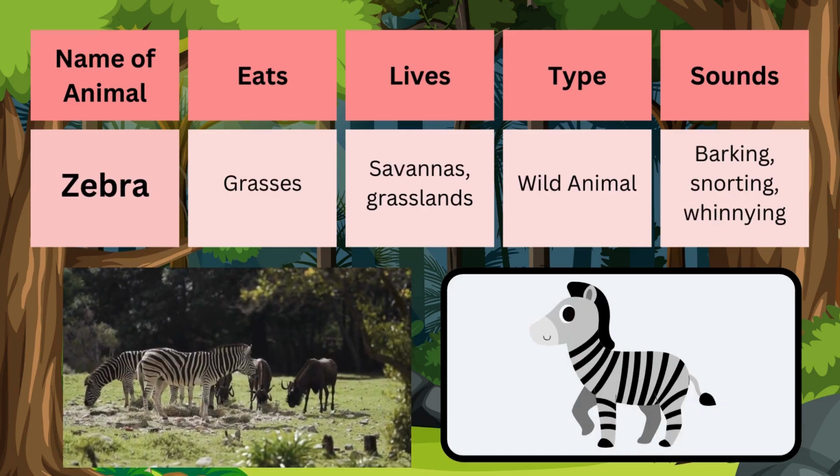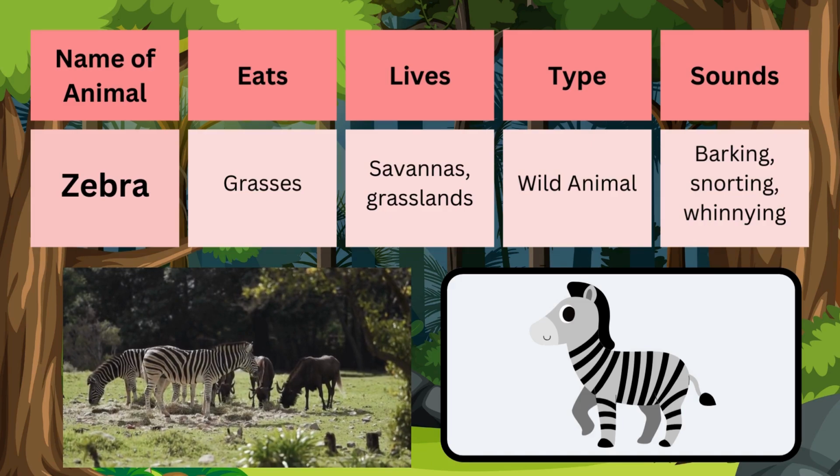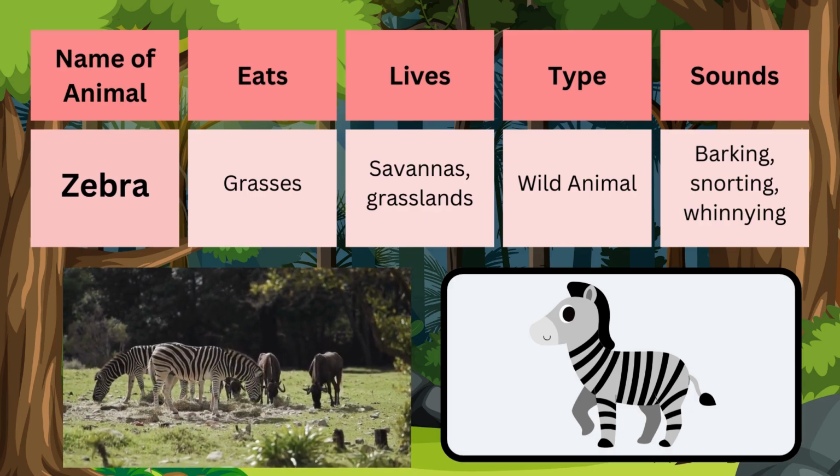Zebra. Zebra eats grasses. Lives in savannas, grasslands. Zebra is a wild animal. Sounds.